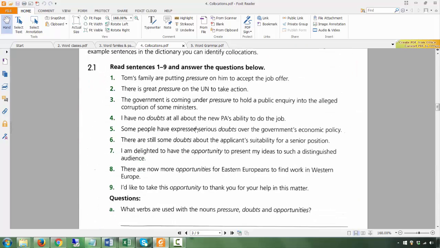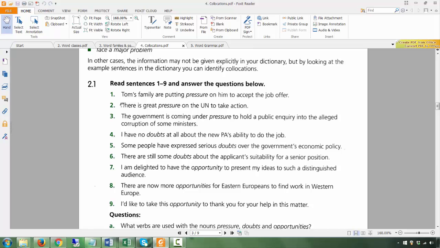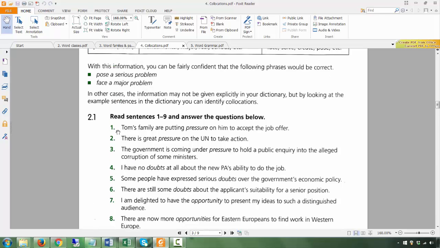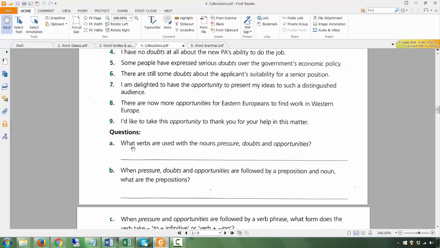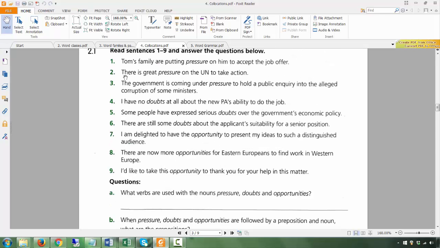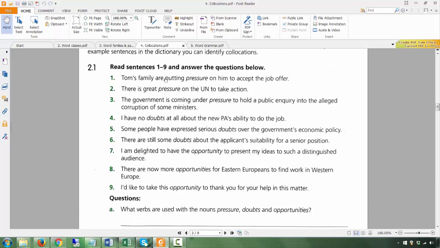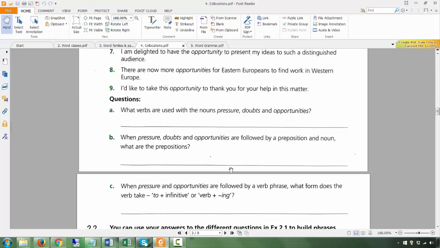Then this activity, 1, 2, 3, focuses on the noun pressure. 4, 5, 6 focuses on the noun doubts. 7, 8, 9 focuses on the noun opportunities, and then they have questions before what verbs are used before these nouns. So all you gotta do is go to pressure, what verb is used, for example put. Okay, I'll put the base form. And what verbs are used before doubts and opportunities, all in the 9 sentences.